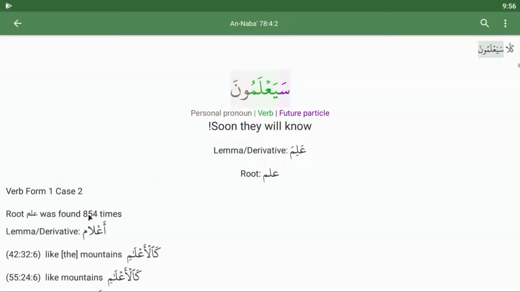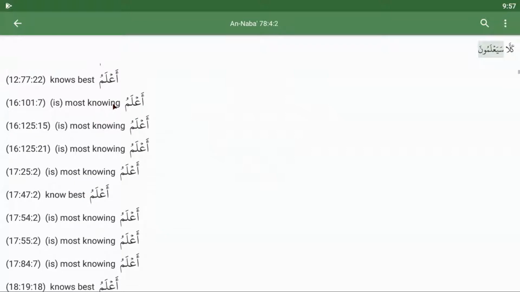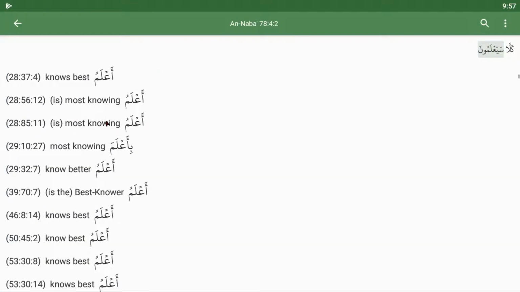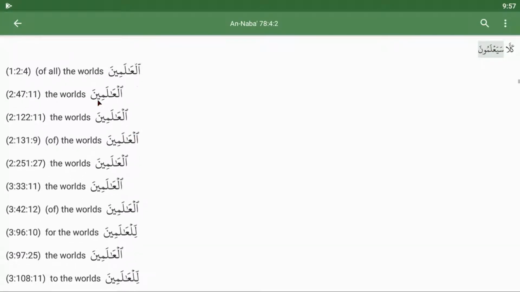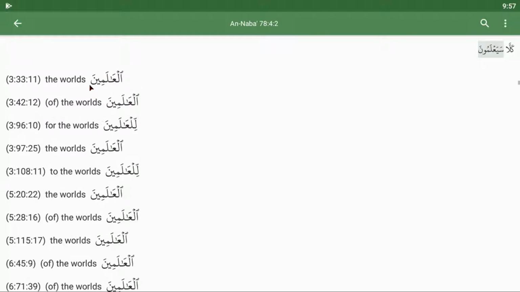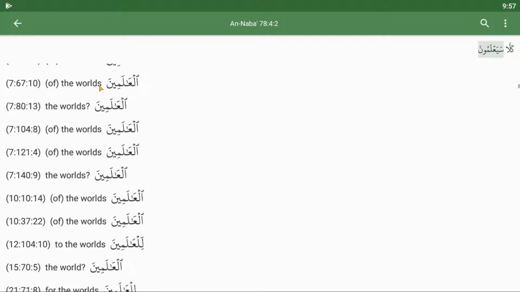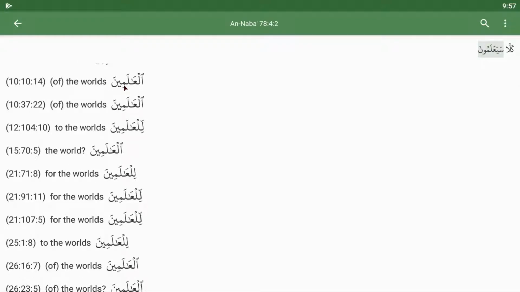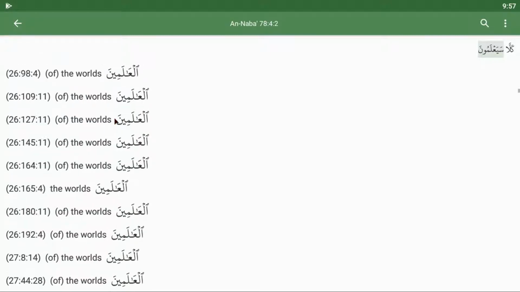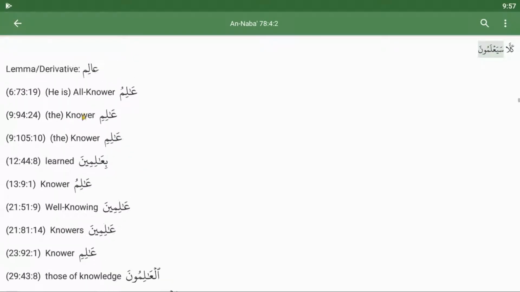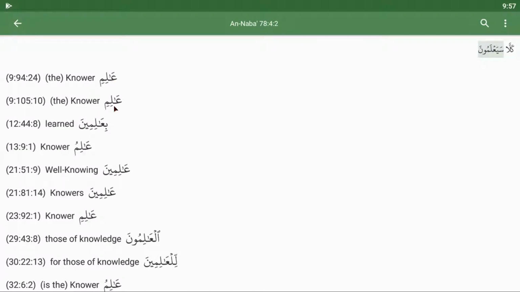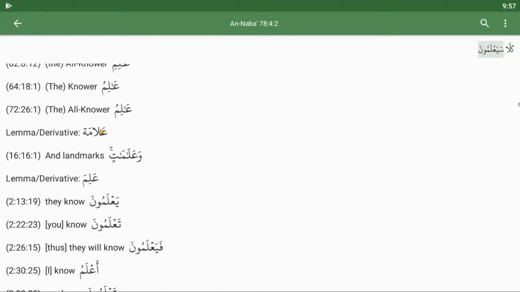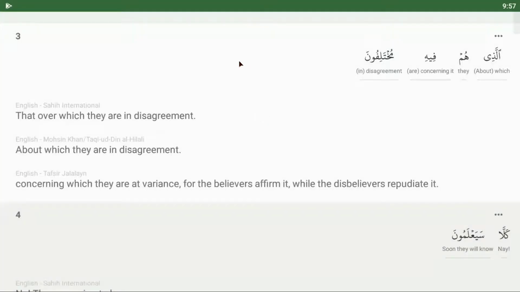This root word comes 852 times. Sometimes it comes as alam, as mountains. And a'lam, most knowing: wallahu a'lam, Allah knows best. And alameen is also made from this word, because you know the world. Alim is the scholar, alam is the world. Alameen comes a lot in the Quran. Worlds, worlds, so many alameens. Then alim, Allah is the knower. Bi'alameen. Around 854 times we have these roots. Sayalamun: soon they shall know.